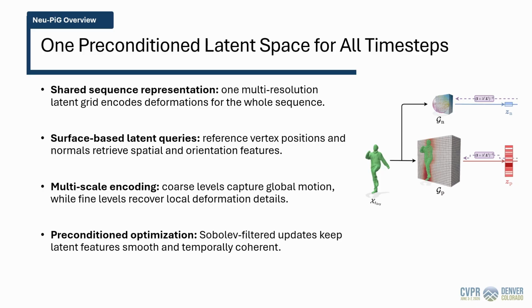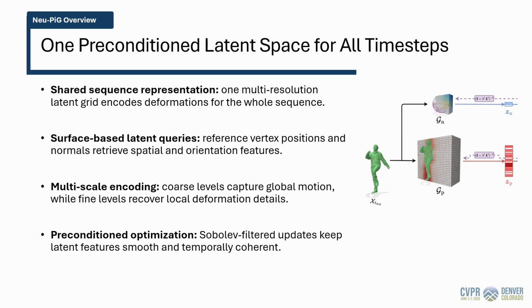This allows the model to capture coarse, global deformation patterns at low resolutions, while finer levels can represent local geometric details. The important part is that the latent grid is optimized with Sobolev preconditioning. This smooths the gradient updates over neighboring grid cells, which encourages spatially coherent latent features and helps avoid drift over time.